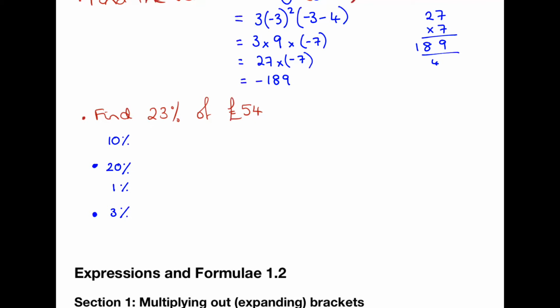So 10%, remember we're dividing by 10, so that'll give us £5.40. Then we need to multiply that by 2, or double that anyway, to get 20%, so that gives us £10.80. 1%, we need to divide our original amount by 100, or we divide our 10% by 10. Okay, so we're either doing that divided by 100 or that divided by 10. It's the same thing, of course. So we get 54p for that.